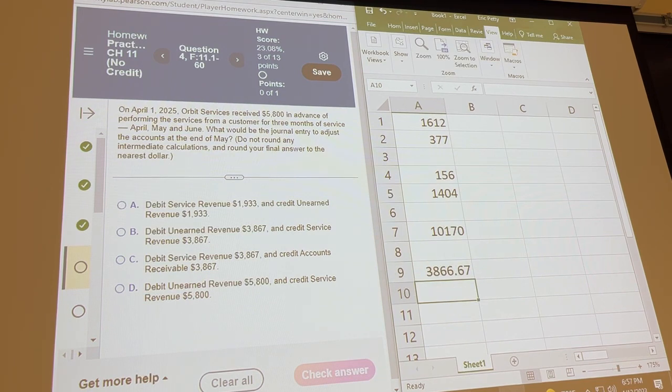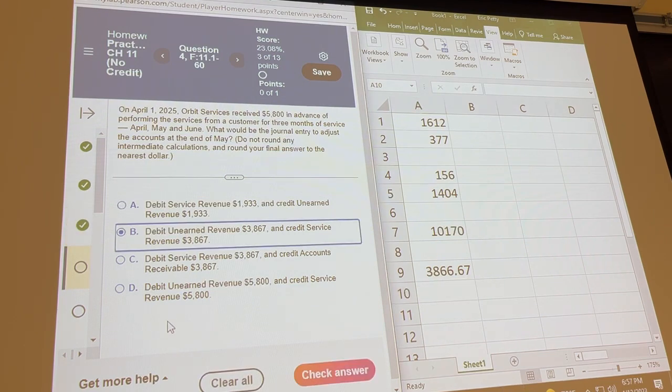So that'd be about $3,867. So it's going to be either answer B or answer C. Which one of these do you think would be correct? The one that says unearned? Yes. So we would debit unearned revenue $3,867, credit service revenue $3,867.